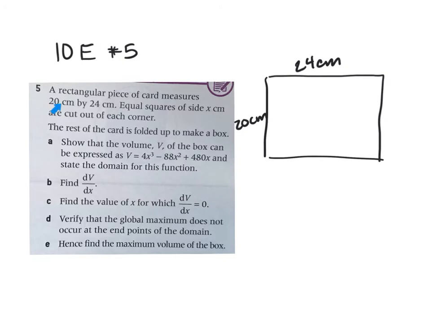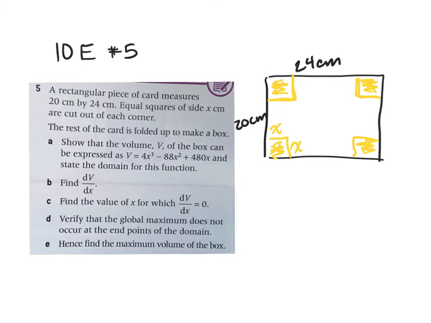Okay, so we're starting out with this card that is 20 by 24, and then it says equal squares of side x centimeters are cut out of each corner. So what that looks like is we've got a little corner here and here and here and here, and we're going to get rid of all of that. So that's gonzo. I should use a scribble. And each of these we're saying is a square that is x by x.